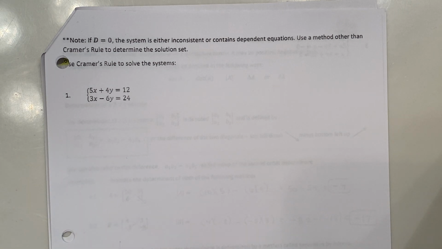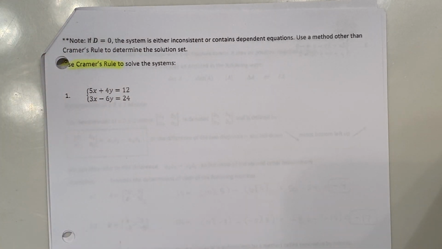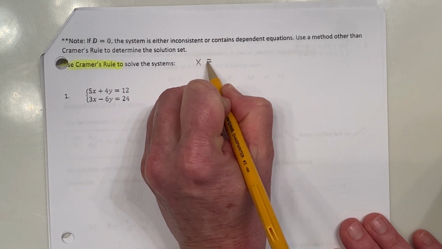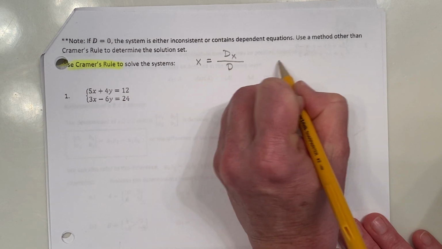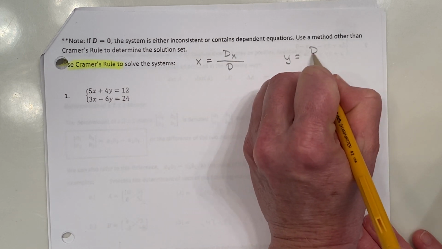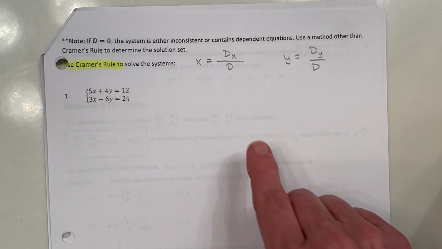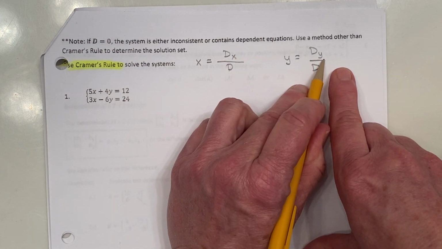All right, it says use Cramer's Rule to solve the system, not substitution, not elimination, not Gaussian elimination. So if we're going to use Cramer's Rule, we've got to come up with the values of 3 determinants. Remember from that little formula that x is equal to D subscript x over D, and y is equal to D subscript y over D. So we have 3 determinants we have to find: the D determinant, the D subscript x, and the D subscript y.